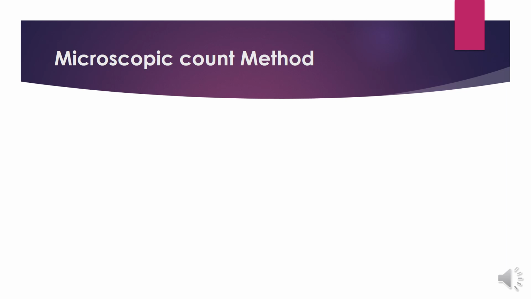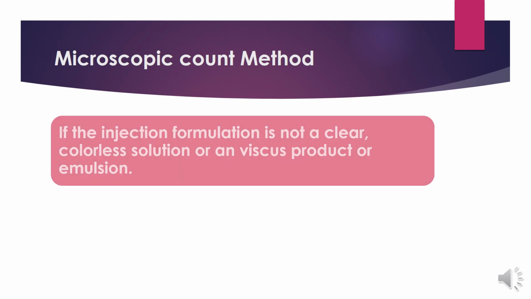The method for particulate matter detection is the microscopic counting method. It is used in case we have a product which is not clear or completely colorless solution, or a viscous product, or an emulsion. So when we are dealing with such types of formulation, the microscopic count method is preferred for confirmation of the particulate matter in the preparation.